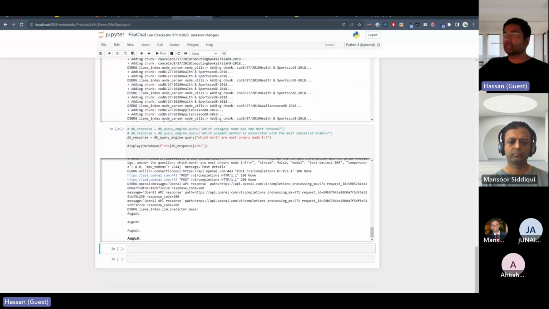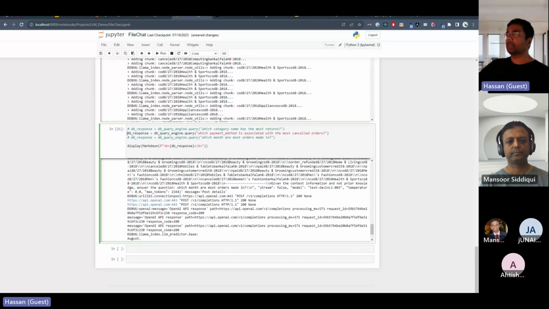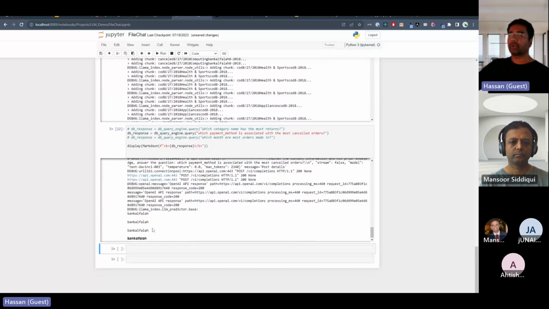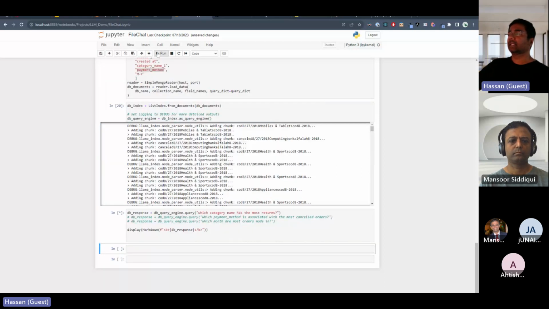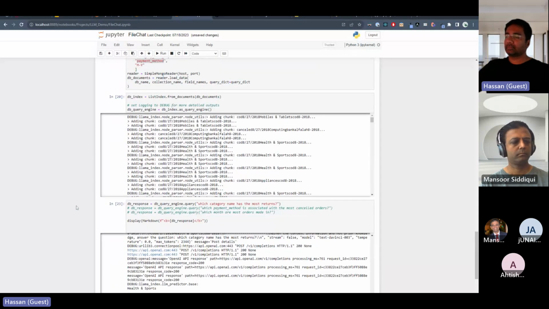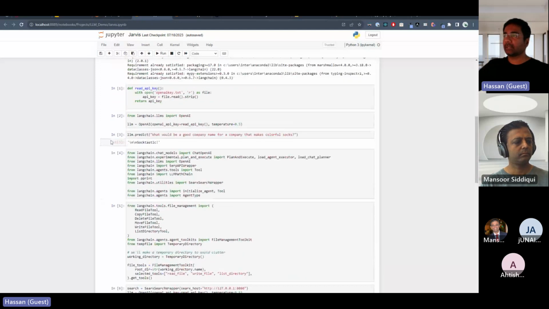And it tells me that's the month of August. Similarly, I can ask it which payment method is associated with the most canceled orders. It can run that MongoDB query itself, and it tells me, okay, Bank Alfalah is the one, at least for those 100 orders that it is looking at. And then maybe which category name has the most returns. So health and sports. So maybe we don't want to sell products in this category. Yeah, so that's a quick demo about searching over your personal data.